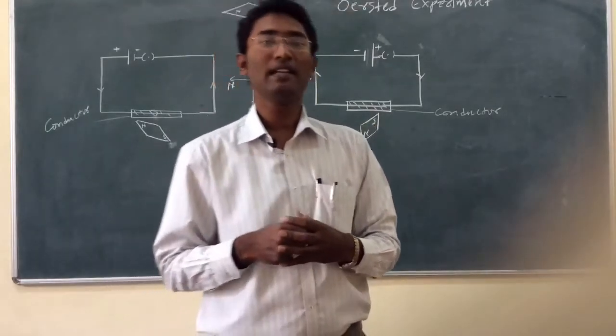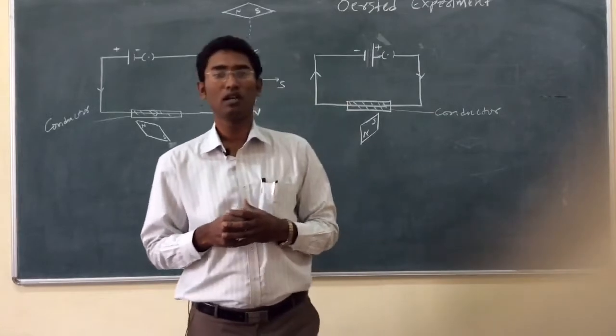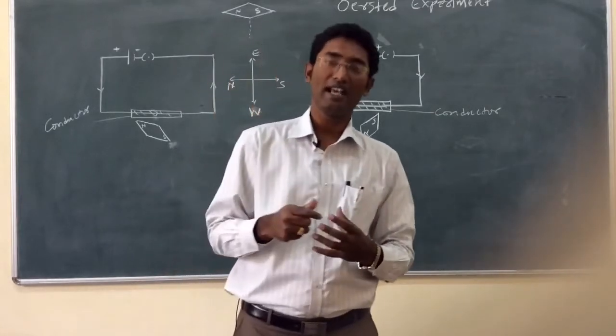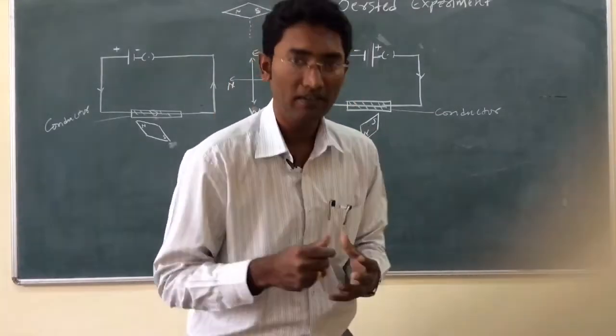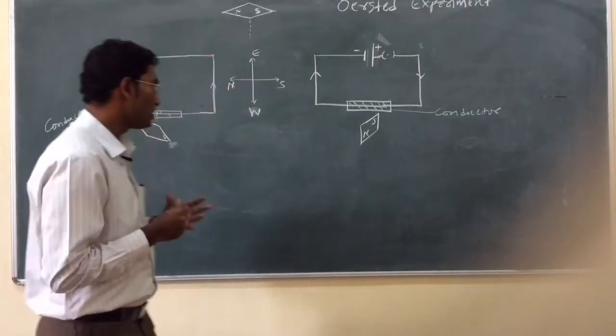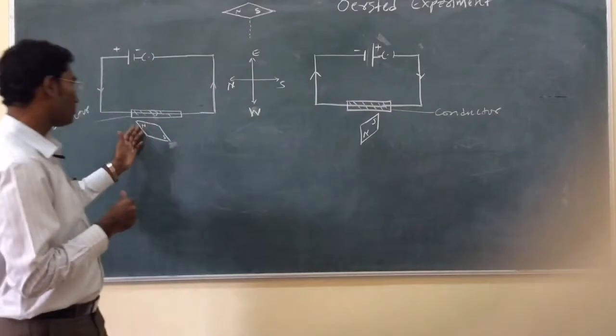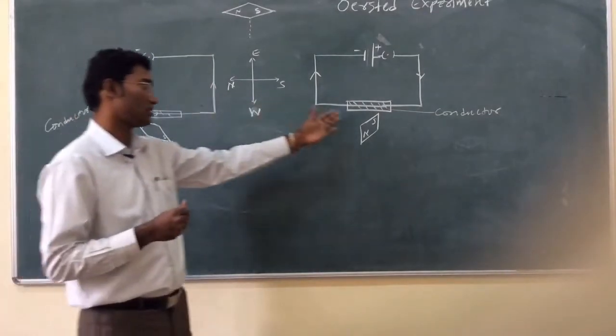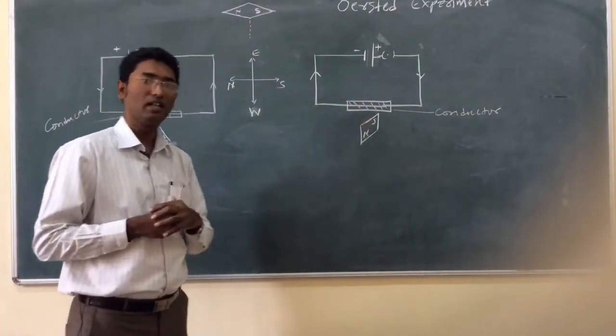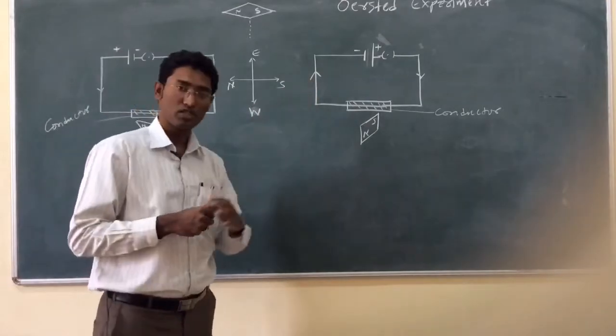That is nothing but the magnetic field. Yes, a magnetic field is produced around a current carrying conductor, and the direction of the magnetic field attracts the north pole or the south pole when the direction of the current is changed.